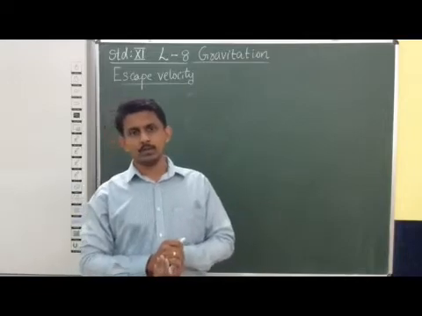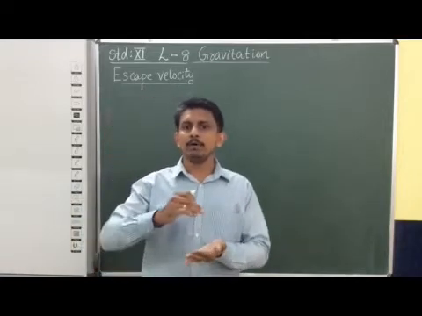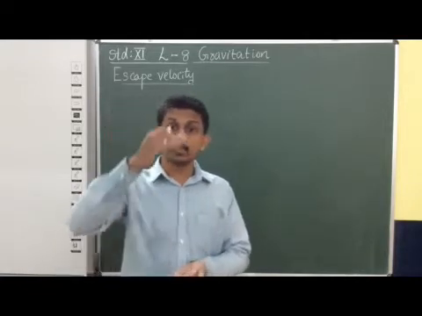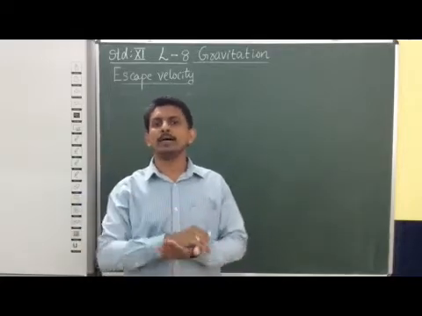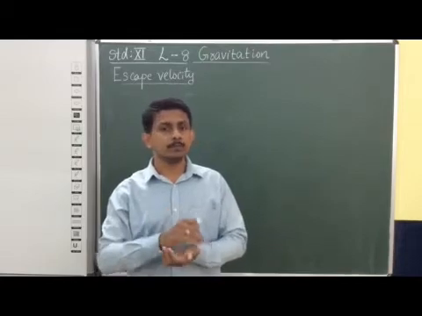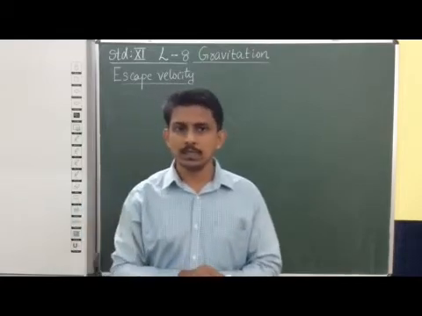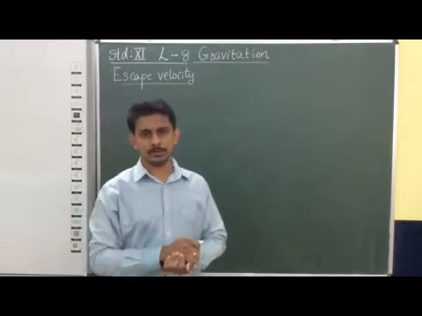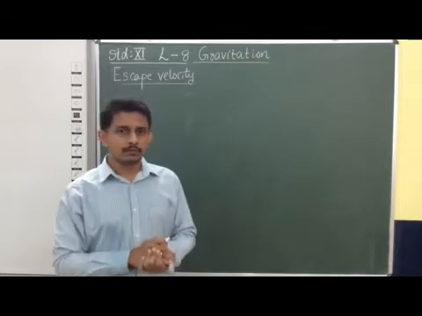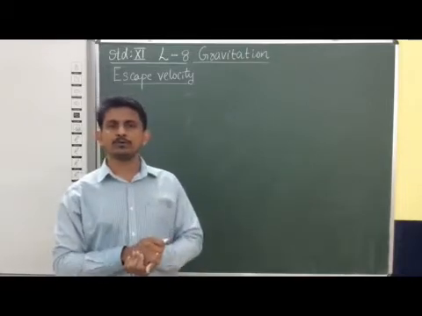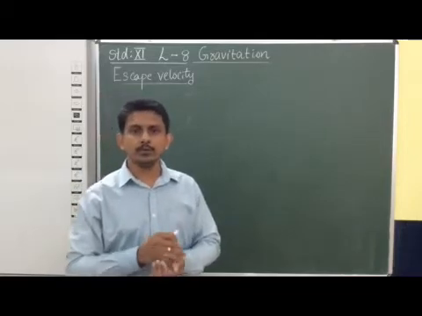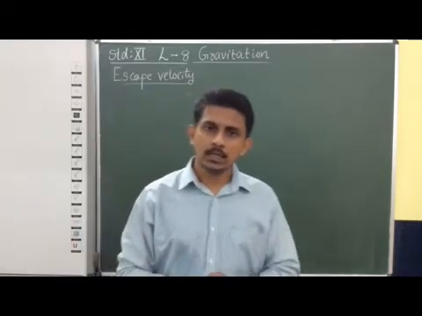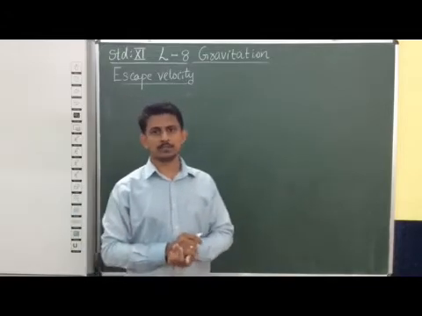So we can say that escape velocity is the minimum velocity required to project an object vertically upward so that it never comes back to the surface of the earth. The corresponding velocity of the object is known as the escape velocity of the object. Here we are going to find the expression for the escape velocity, and then find the value of this escape velocity.